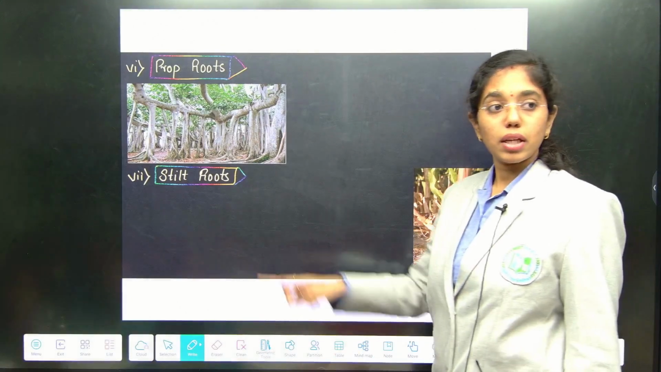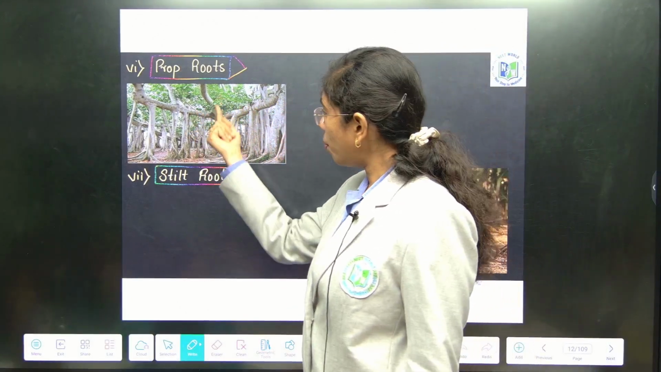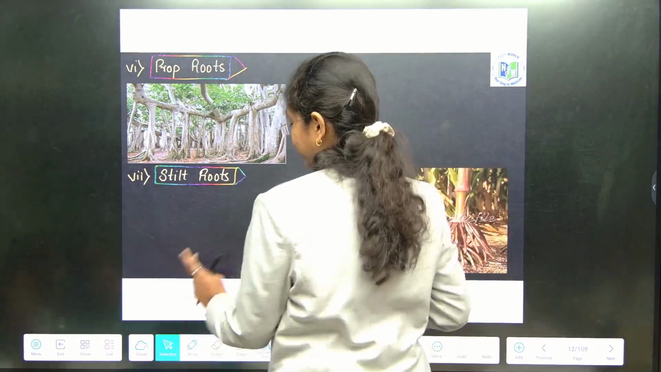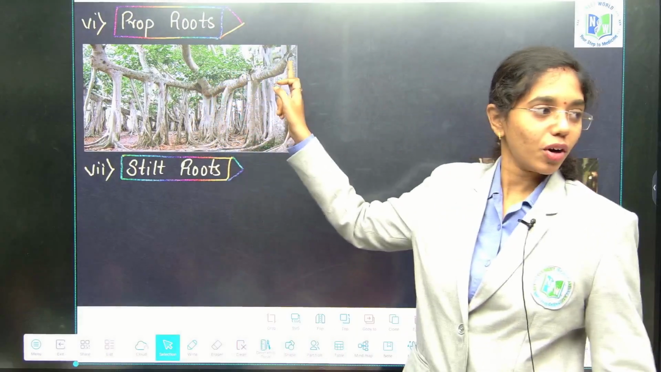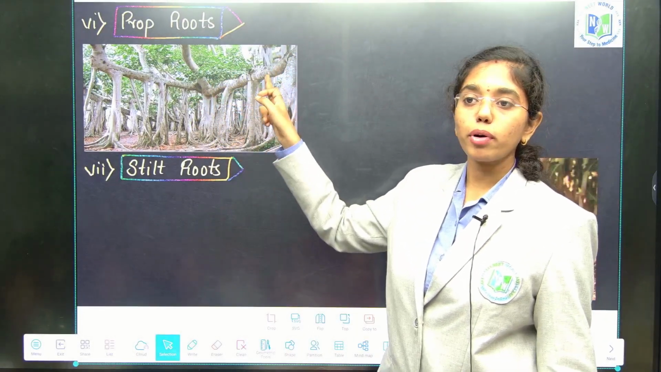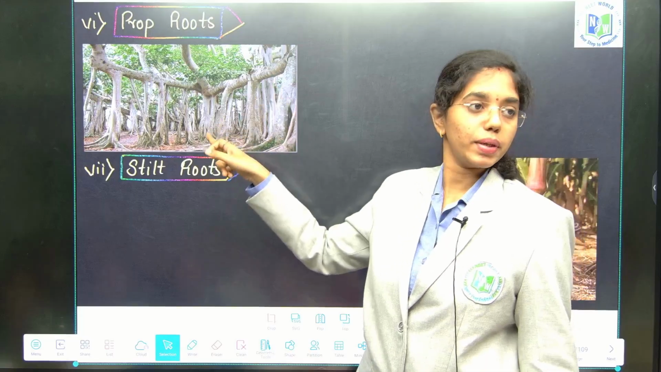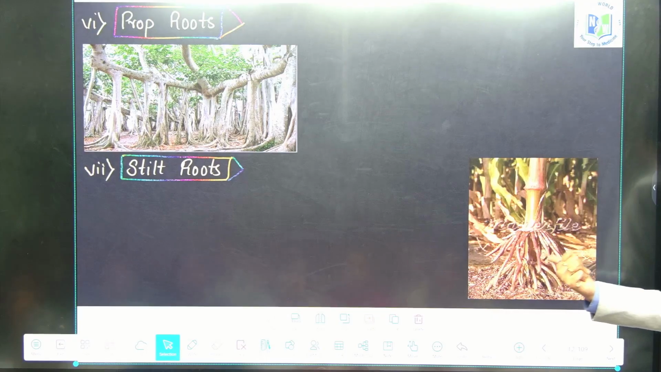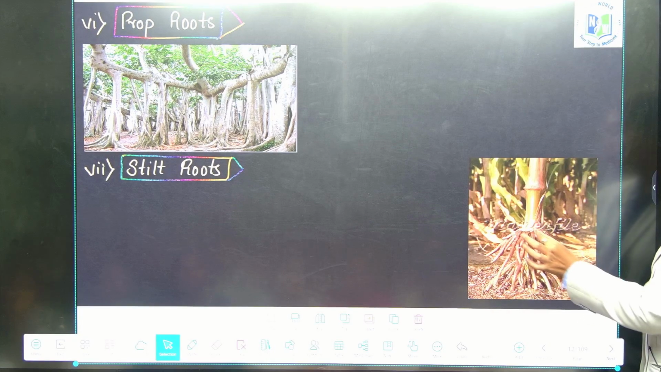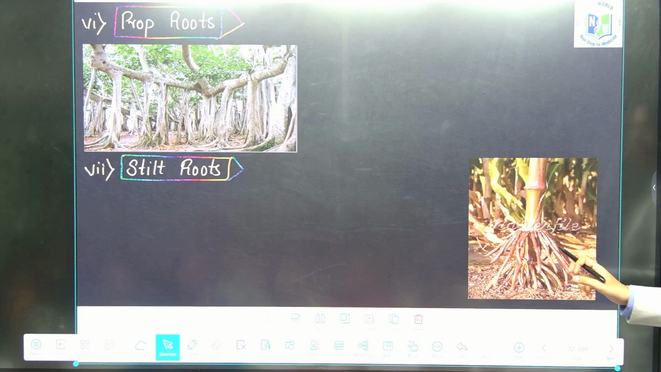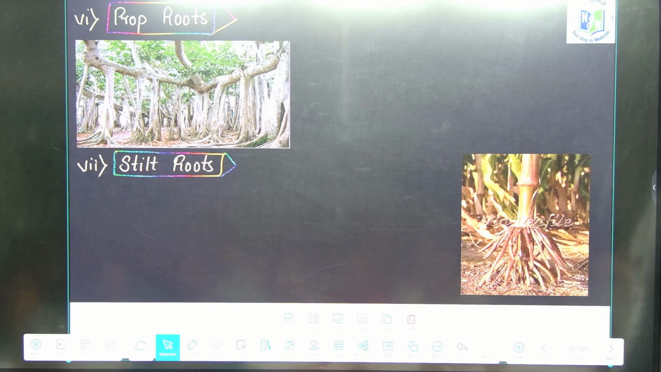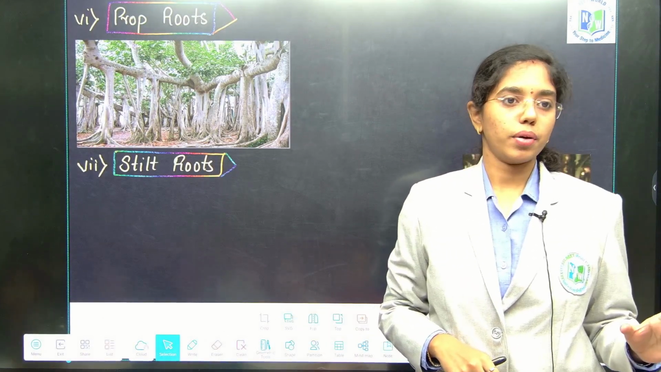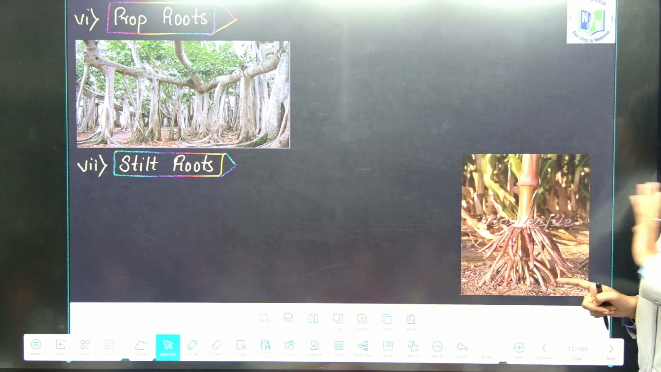Prop roots or pillar roots are adventitious in their origin. They grow positively geotropic from lateral branches. Prop roots are also known as pillar roots because they seem to be like pillars. Next is stilt roots. Stilt roots are observed in maize and sugarcane. You can see they are arising from the lower nodes of the main stem. The main function of prop roots and stilt roots is what? Mechanical support. The images I have given are so that you will print it in your mind.